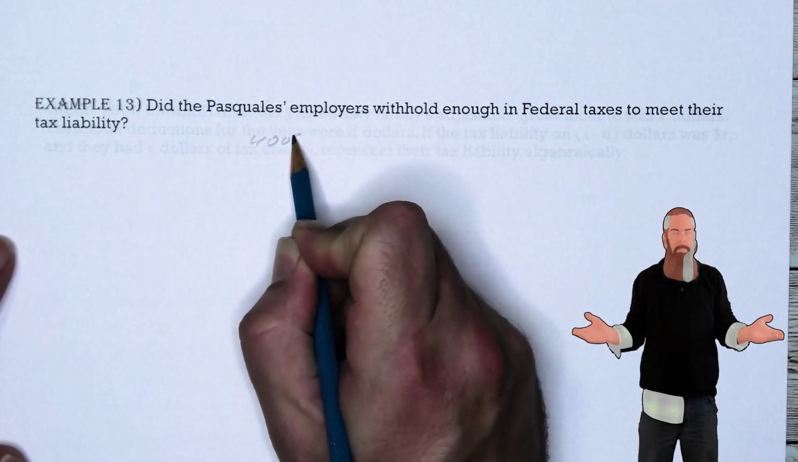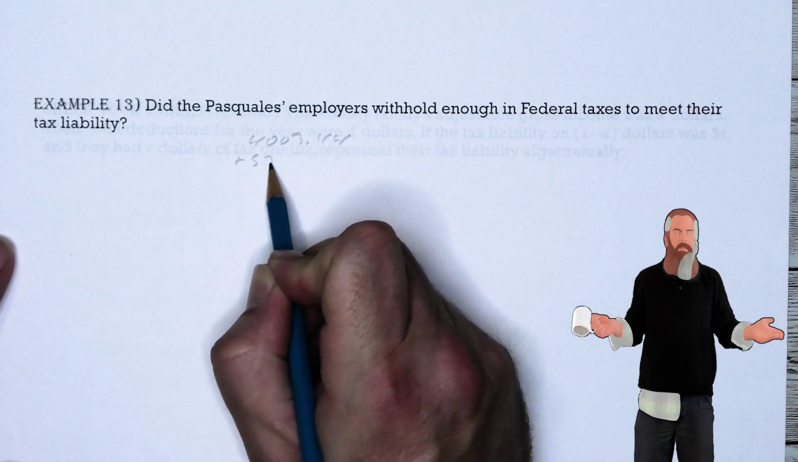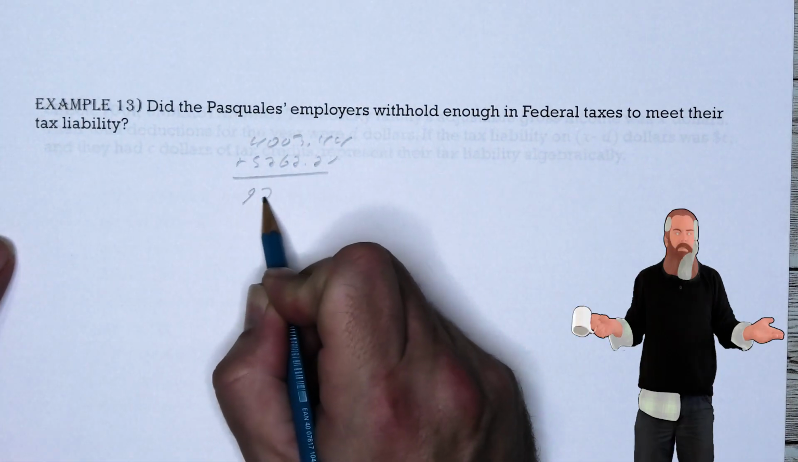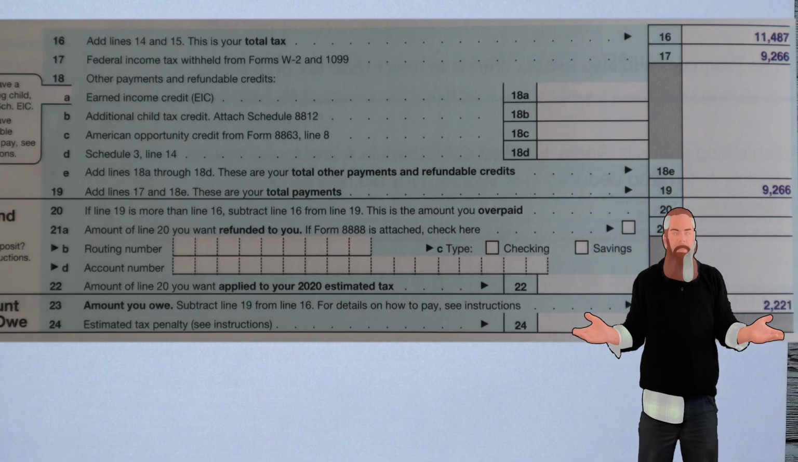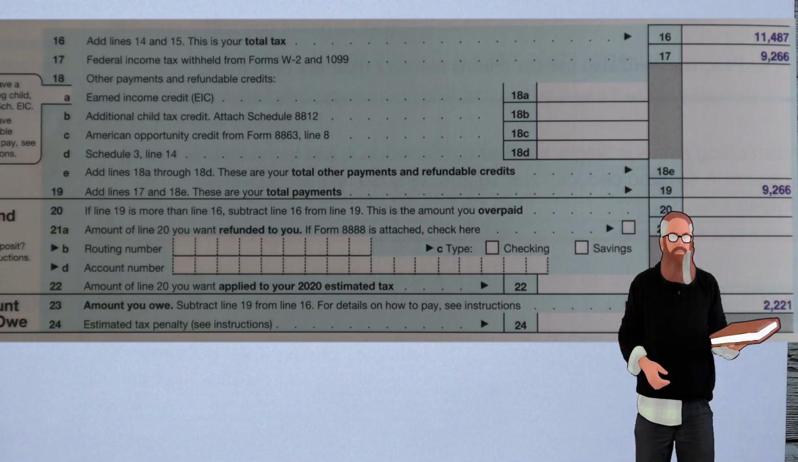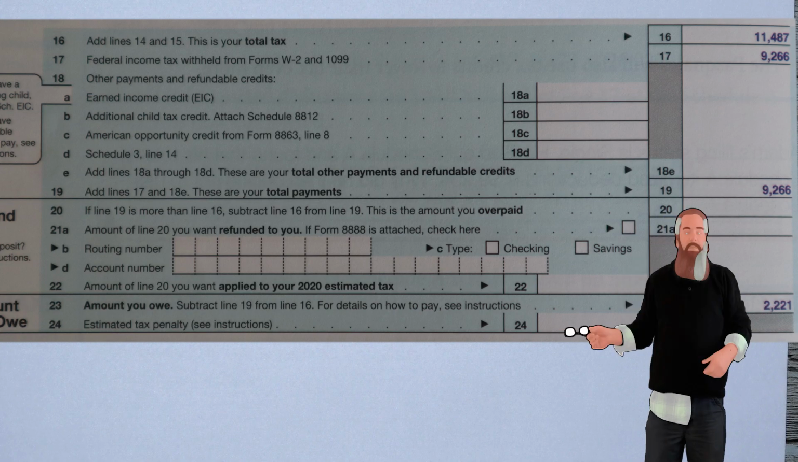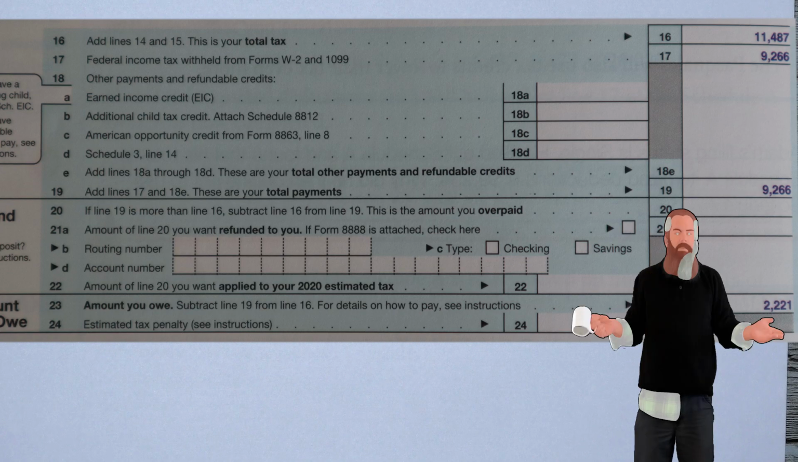So $4,003.44 and $5,262.21 gives us $9,265.65. The total federal income tax withheld is entered as $9,266 on Form 1040, line 17. They had no entry for line 18, so $9,266 also appears on line 19.